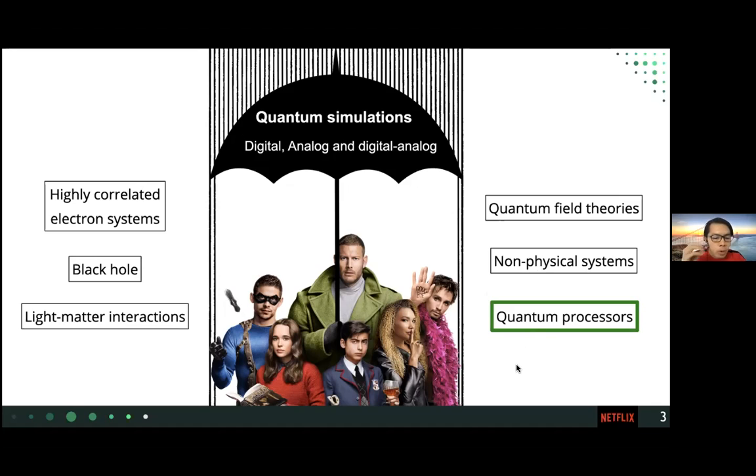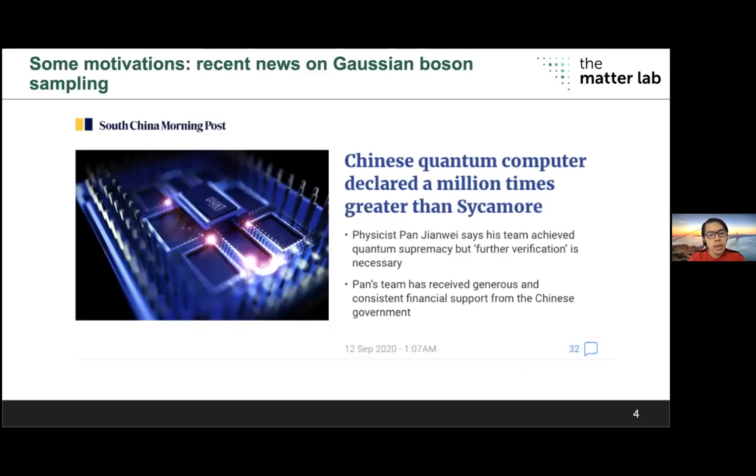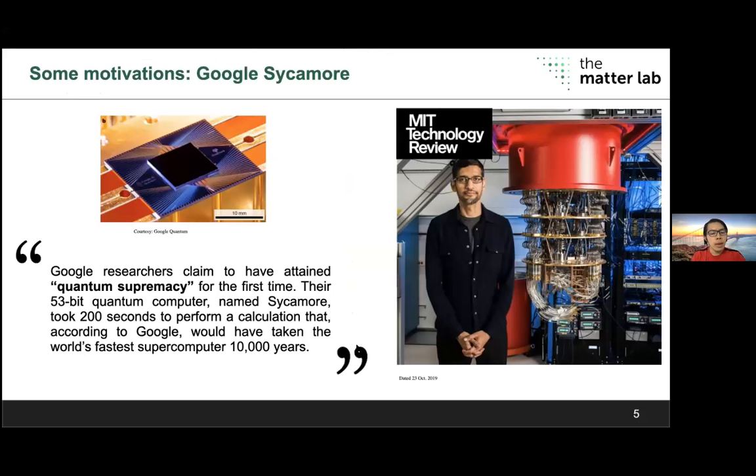So the main motivation behind this idea is as follows. You're probably following the latest news in the general public: the Chinese Gaussian boson sampling devices declared to be so many million times better than Google's Sycamore chip. And also, back in 2019, Google claimed to have shown a quantum advantage experiment with their native 53-qubit quantum computer. I don't have to elaborate on those experiments now. These are all very popular these days.